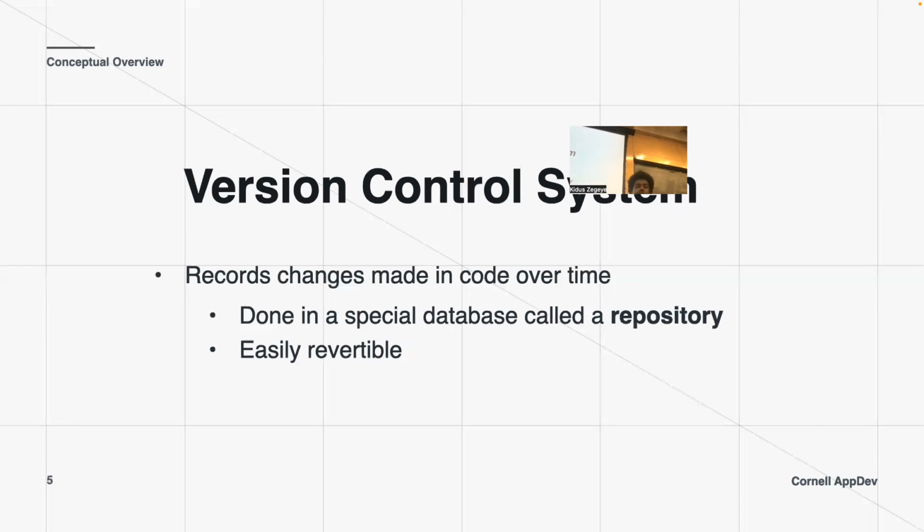You can think of it kind of like Google Drive for code. A version control system specifically is a system that records changes in code made over time, and does this in a sort of database called a repository that stores your code changes and the current state of your code. Since it stores the changes of your code, it's easily revertible.